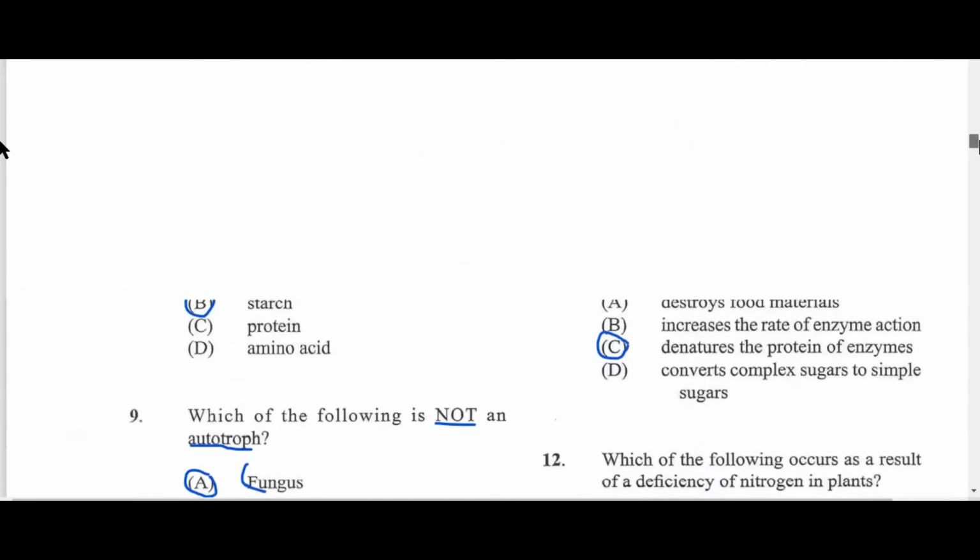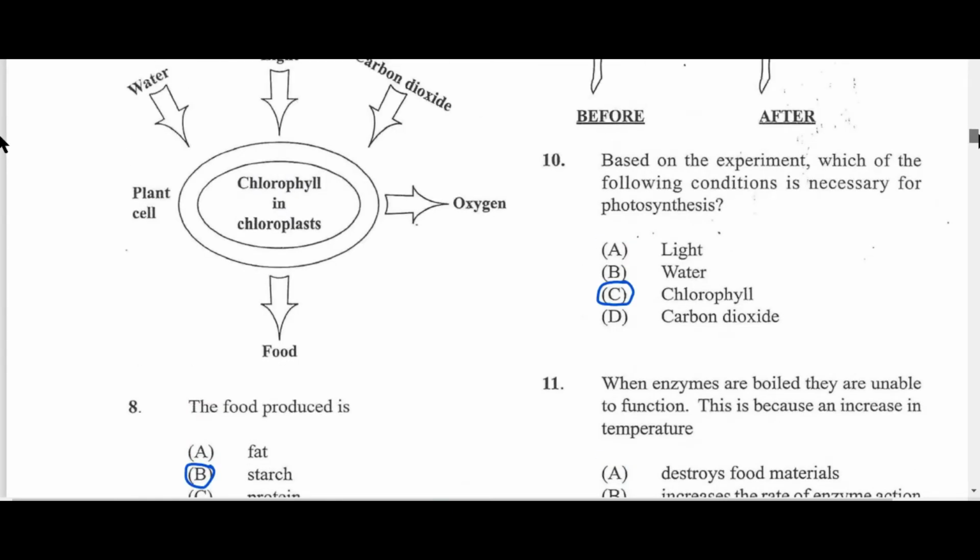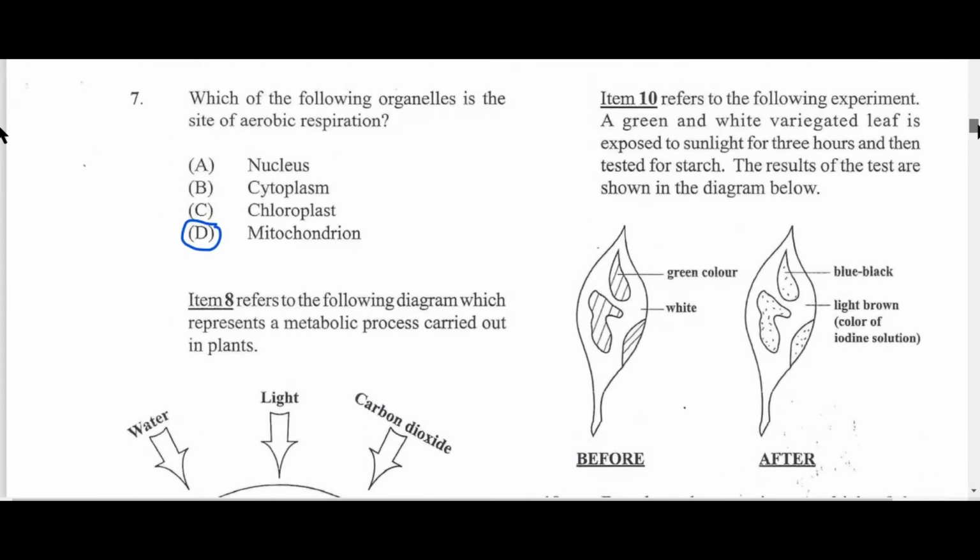Question number 10. We're looking at leaves. Item 10 refers to the following experiment. A green and white variegated leaf is exposed to sunlight for 3 hours and then tested for starch. The results for the test are shown in the diagram below. Here we have one leaf with green color and white color, and the other leaf shows after the experiment the green area is now changed to blue-black. The white area takes the color of the iodine.